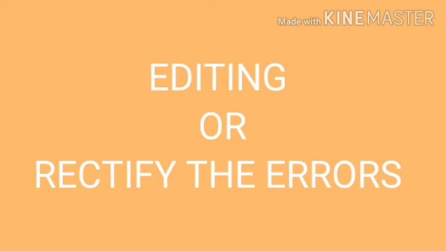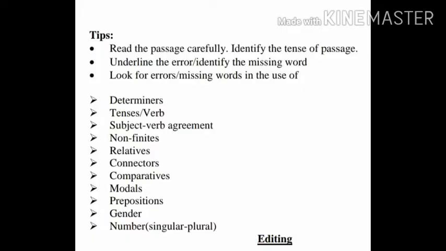Today in this video we'll learn some grammar: editing or omission. Okay, it is there in your syllabus. So editing means here maybe one paragraph is given, a passage which has not been edited. It means some incorrect words are there or some missing words are there.